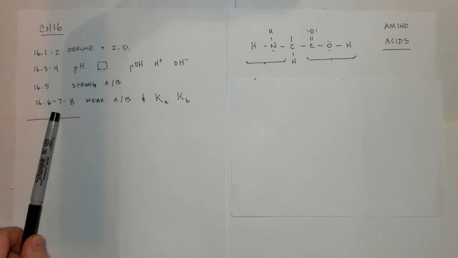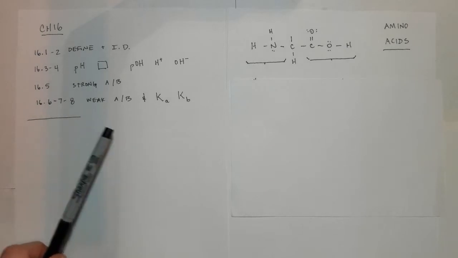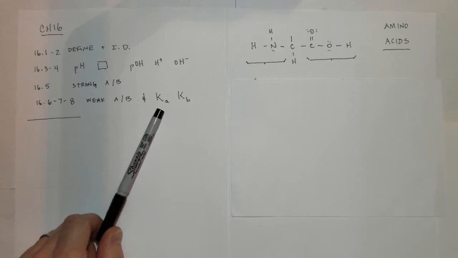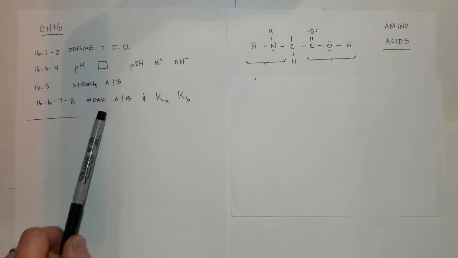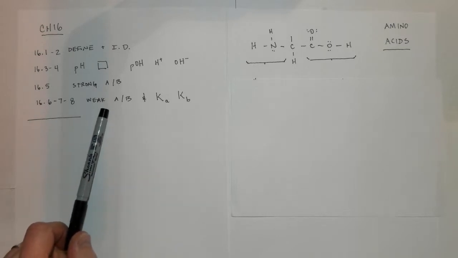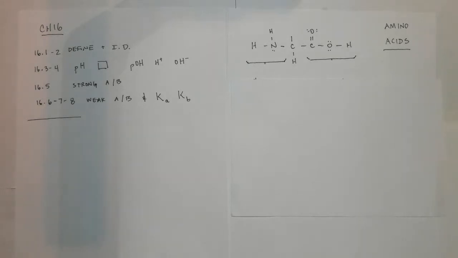And in the last three sections, we look at weak acids and bases and how the equilibrium constant, called Ka for acid and Kb for base, are related and tell us a lot about mathematically how these weak acids and bases act. First, just a little bit of chemistry in your everyday life.